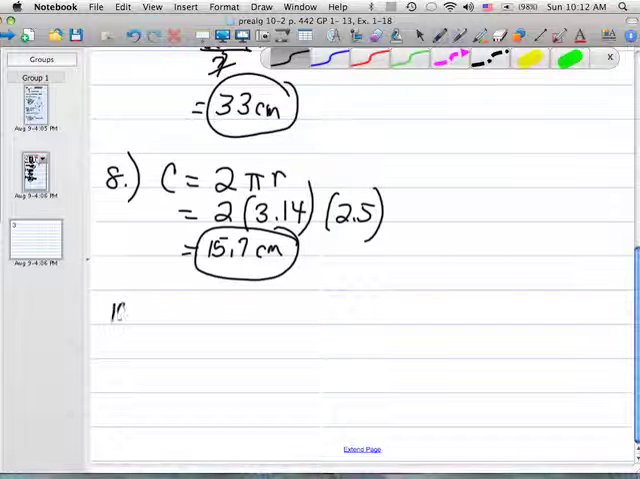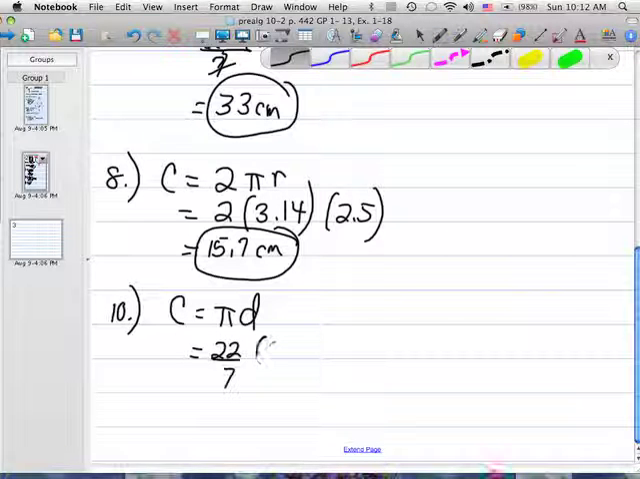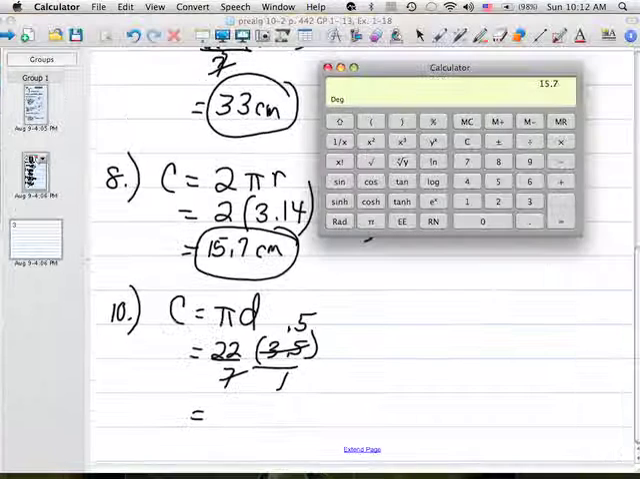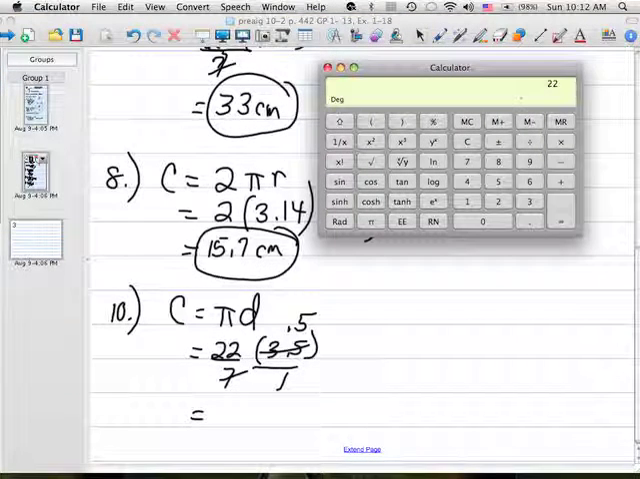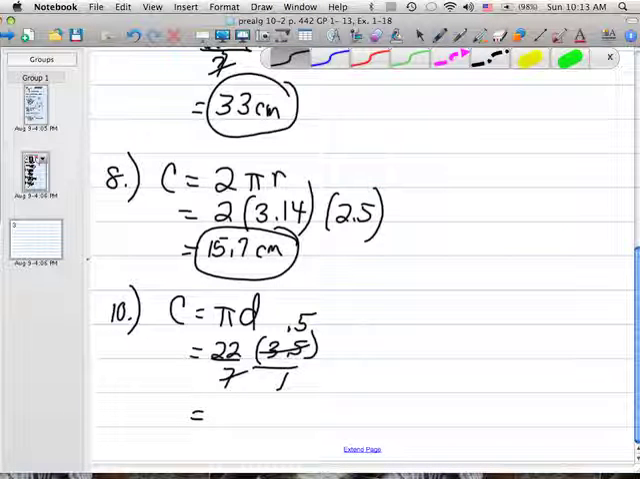Problem number 10, I use the diameter, so circumference equals pi times diameter. 3.5 is divisible by 7, so we're going to use 22/7 times 3.5. 7 goes in there 0.5, and 22 times 0.5 gives me 11. So our distance around the circle is 11 meters.